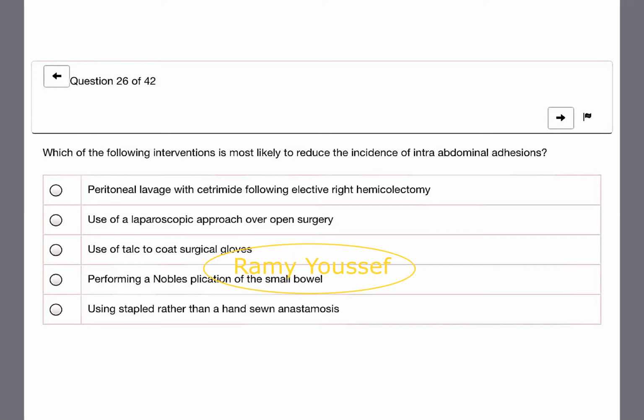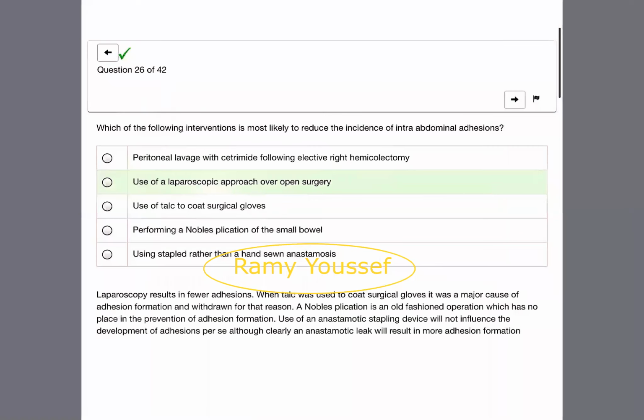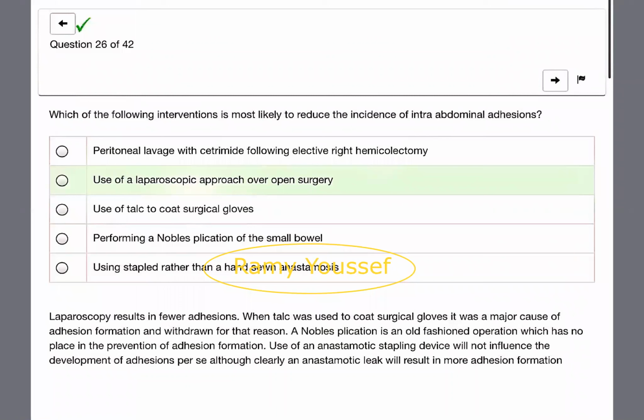So most likely, use of the laparoscopic approach over open surgery. Exactly. There is more manipulation inside the abdomen with hands, with gloves and talc powder, and the manipulation causes more adhesions. So use of a laparoscopic approach is the best way to protect against internal adhesions. Okay.